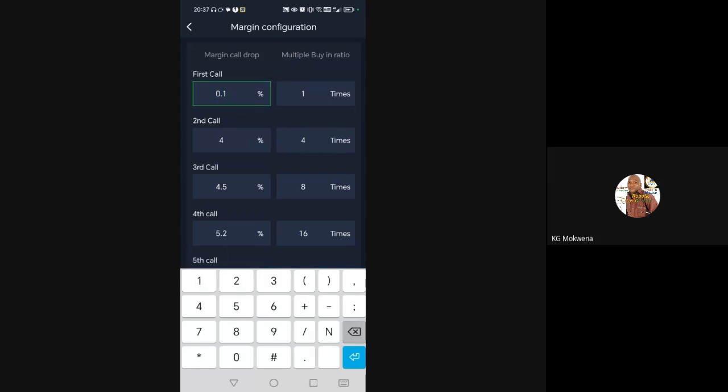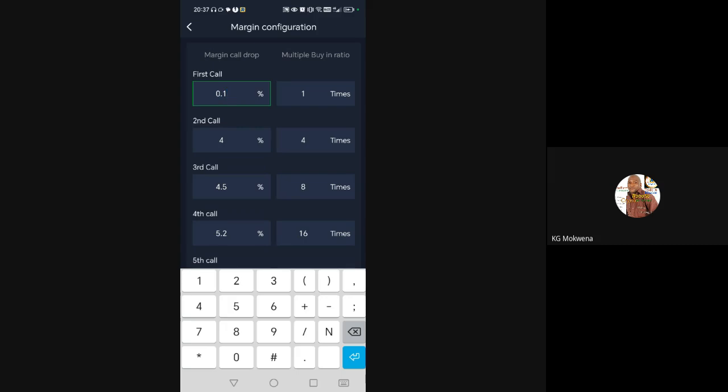It's margin call drop. It means if the market drops, or if the asset falls by 0.1, we're going to buy again. But we're going to buy 1 times according to the multiple buy-in ratio. Multiple buy-in ratio, Kevin, is the number of times according to your first buy-in amount. Do you still remember your first buy-in amount? How much is it? My first buy-in amount, 12. Thank you. So 12 multiplied by 1 is 12. It means we are saying to the robot, when the market falls by 0.1%, we want you to put another $12 into this. It will add to the $8 that has been invested already into your Bitcoin.